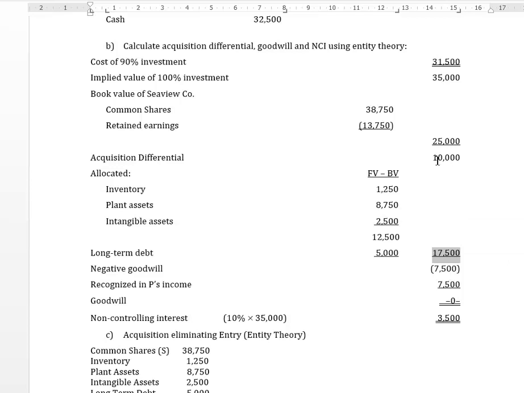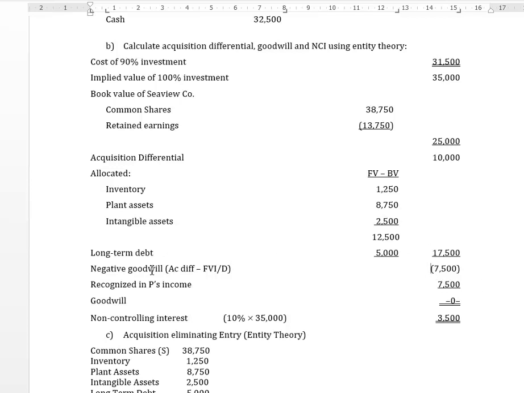So if I take the acquisition differential and deduct the total of fair value increments and decrements, I'm going to get negative goodwill. Some of you had a problem with this. You're going to take your acquisition differential and deduct your fair value increments or decrements that you got, in order to get your $7,500, which is a negative number.